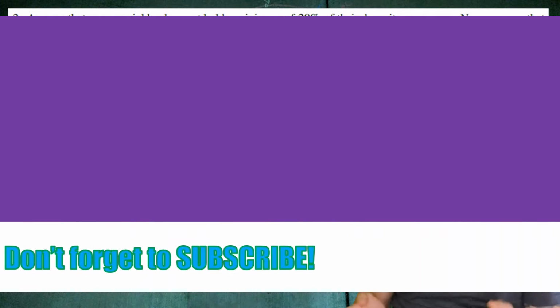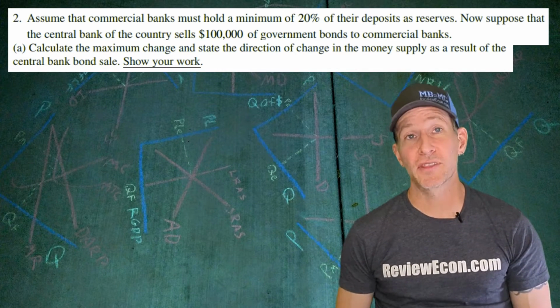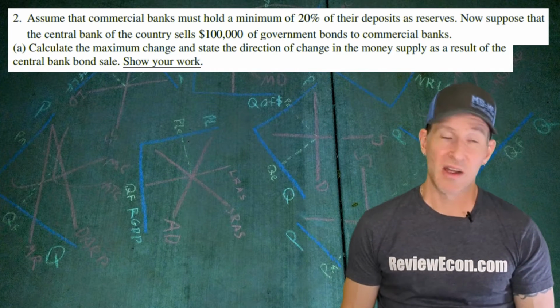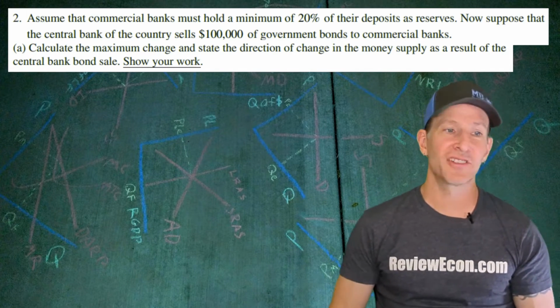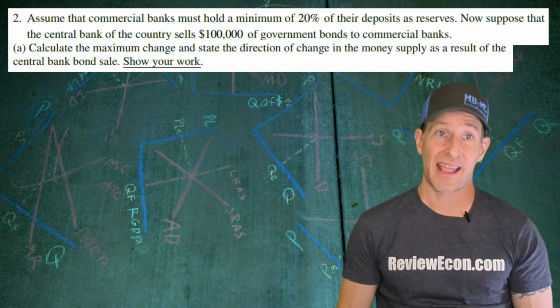Let's get into it. For this question, we're going to assume that we have a limited or scarce reserve system, even though it doesn't say that here, newer questions would. And we're going to assume that the central bank has a reserve requirement of 20%. That central bank is now going to sell $100,000 of government bonds directly to commercial banks. We're going to calculate the maximum change in the money supply and tell us whether it increased or decreased, and we have to show our work.